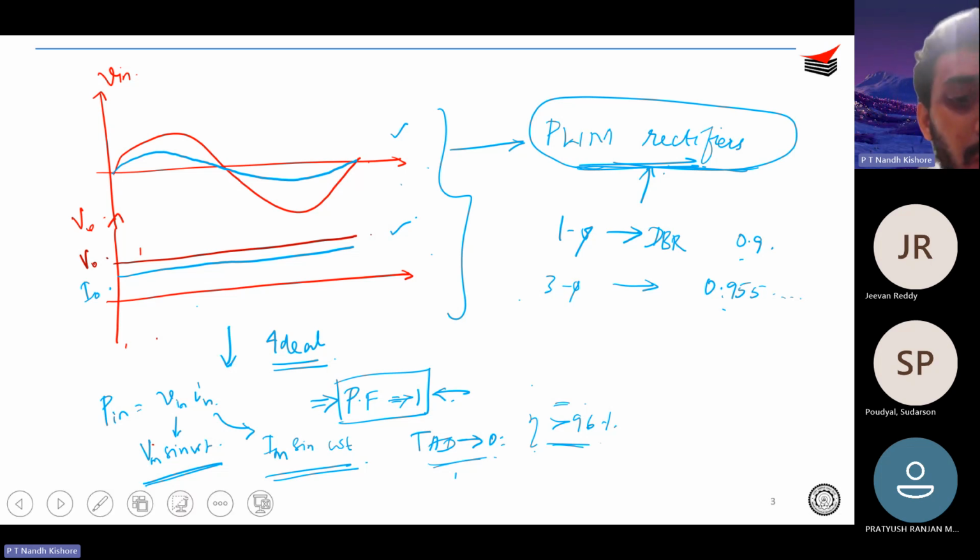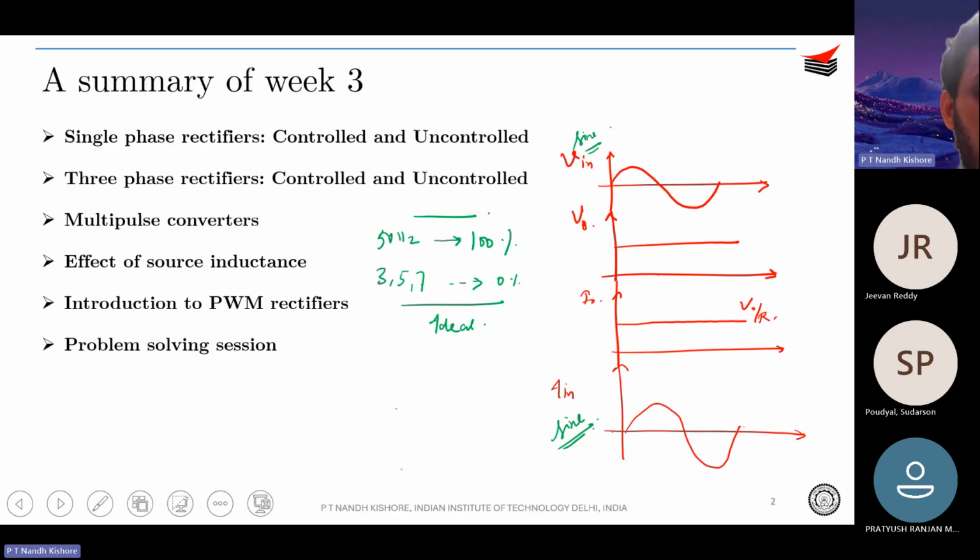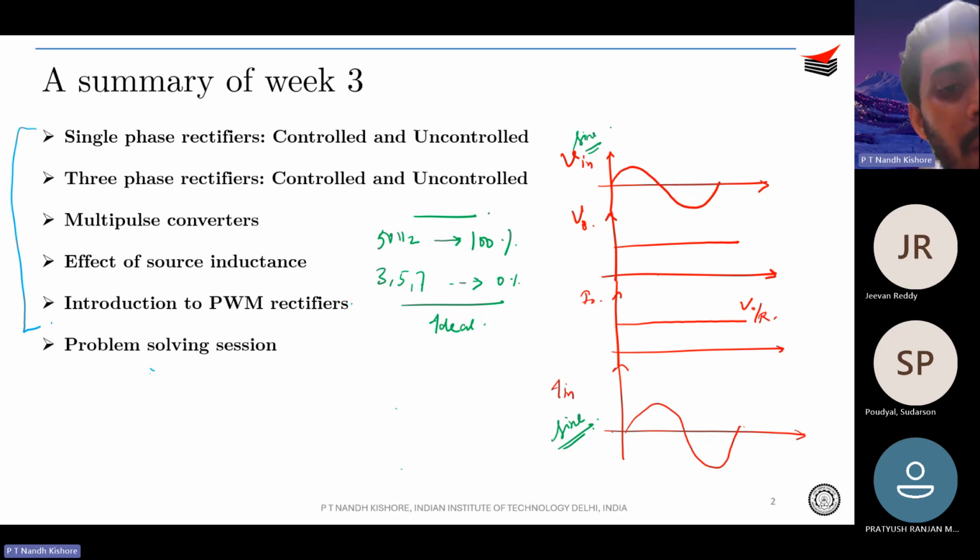So this is something you saw, the introduction to PWM rectifiers. This was what you covered in the past week. Based on these topics, we will be having a problem solving session today. Of course, there will not be any problems on PWM rectifiers because you didn't go deep into that. But we will be seeing adequate problems from single phase and three phase rectifiers, and of course, the effect of source inductance.